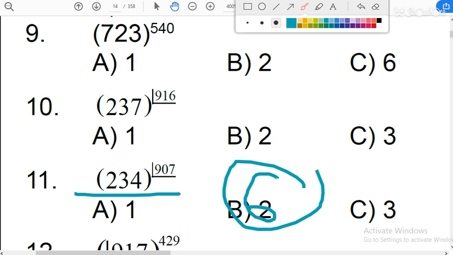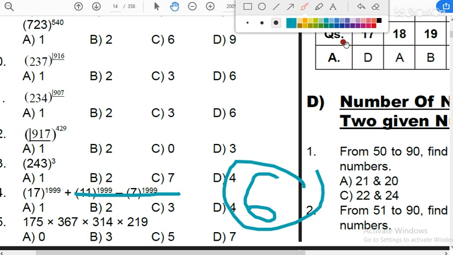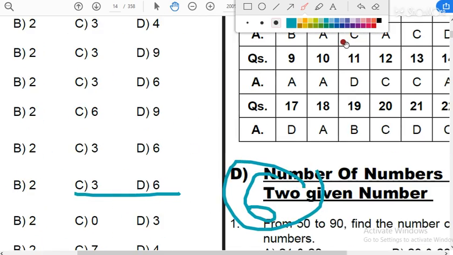If you are not understanding, then there might be some issues with it. Okay, yes, the answer for the 11th question is option D.